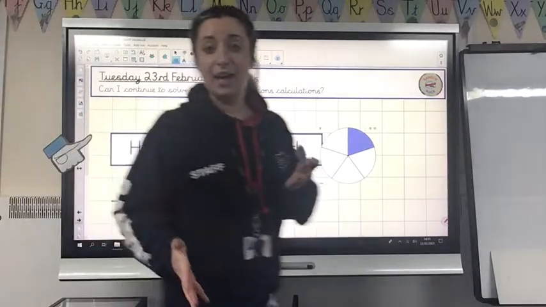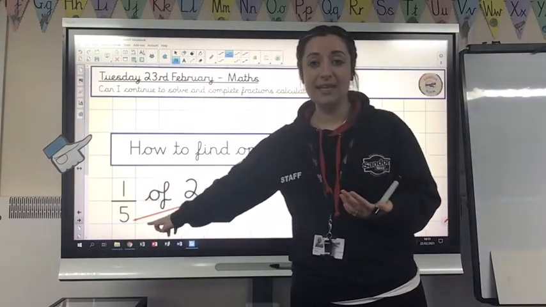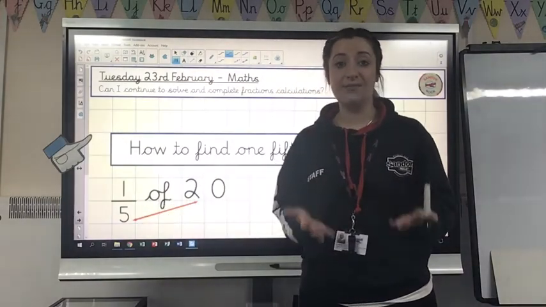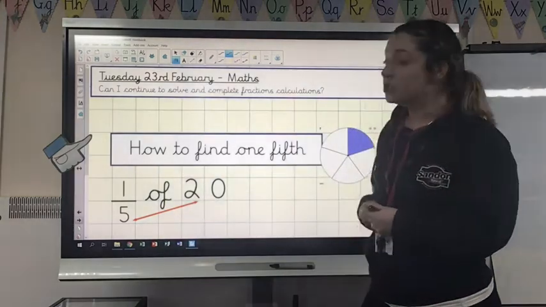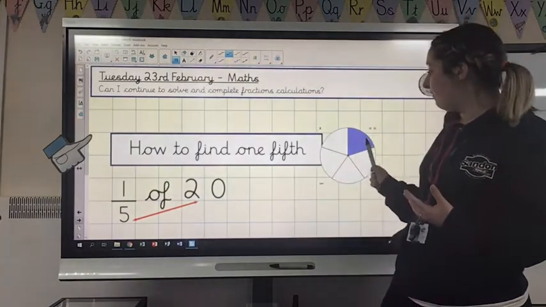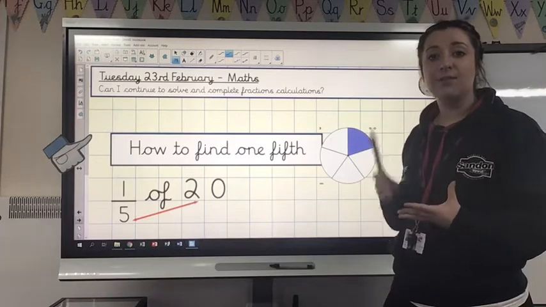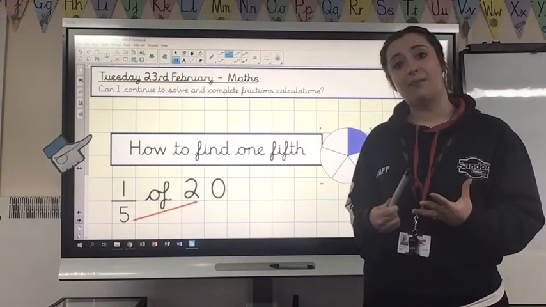Okay, so hopefully you have all recognised that actually we're just dividing by the denominator again, so we're still using division as our operation, but what we do need to do is now divide by 5, because to find 1/5, you can see here I've got 5 parts and one of them is shaded. To find 1/5, I divide by 5.